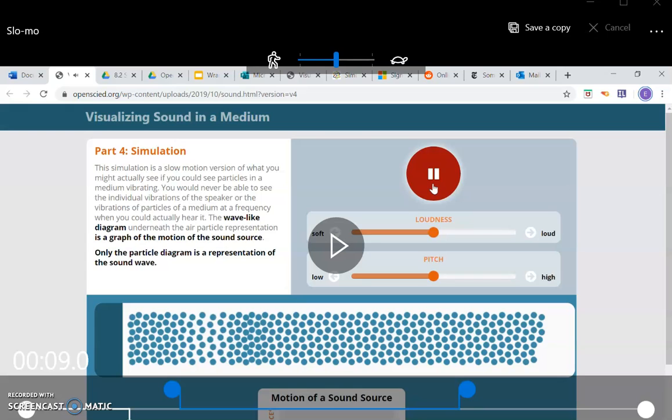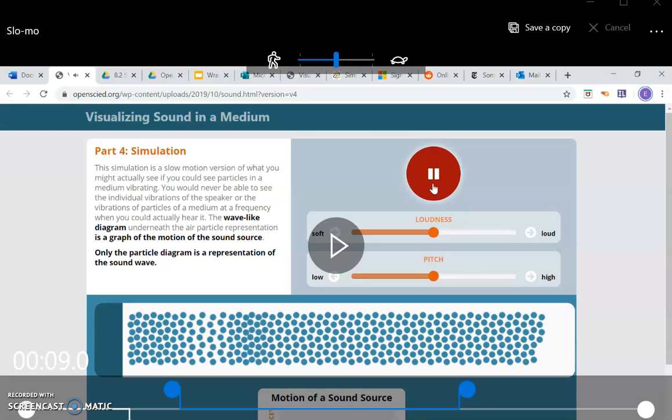At this point, you've used the simulation to visualize how sound travels through a medium, and you've seen what happens when you change the loudness and pitch of a sound. I'm going to try to help you make sense of your observations and introduce some new vocabulary along the way. So let's start with the vibrating sound source.